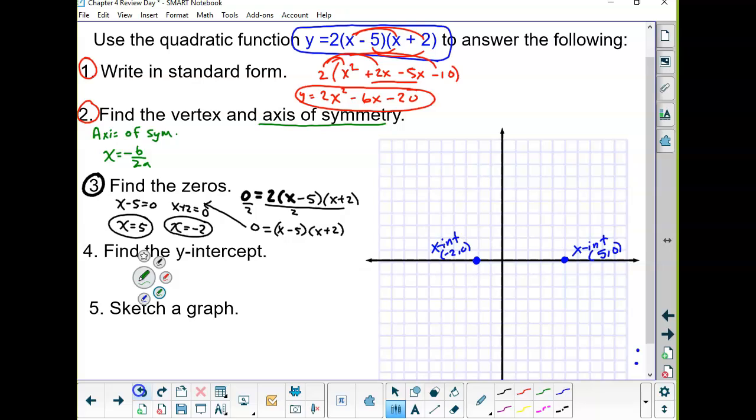Well, I know what a is, I know what b is, and I know what c is. So, opposite of b, b is negative 6. So the opposite of that would be positive 6. And then 2 times a is 2 times 2 or 4. So I would get 6/4 or 3/2. So that's my axis of symmetry, which I'll add to my graph.